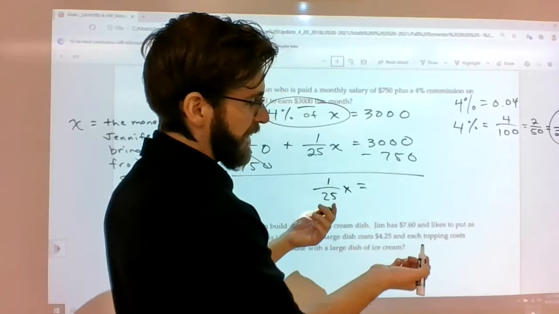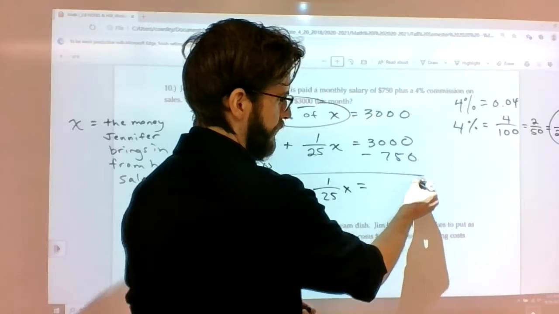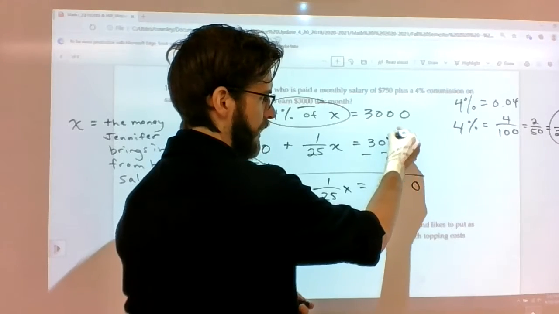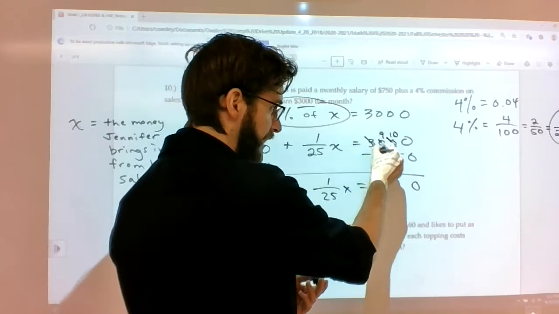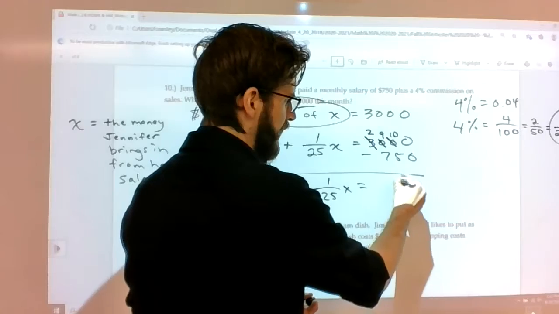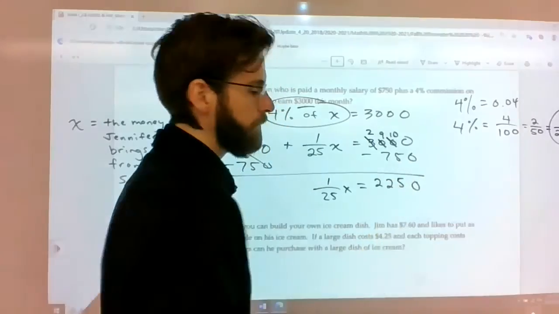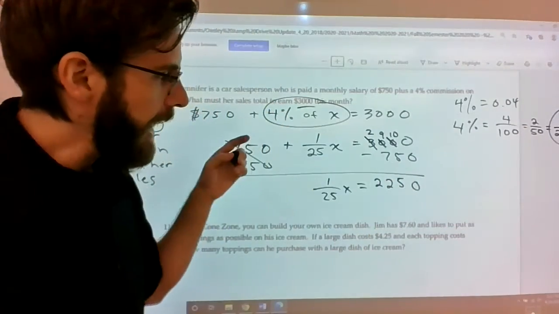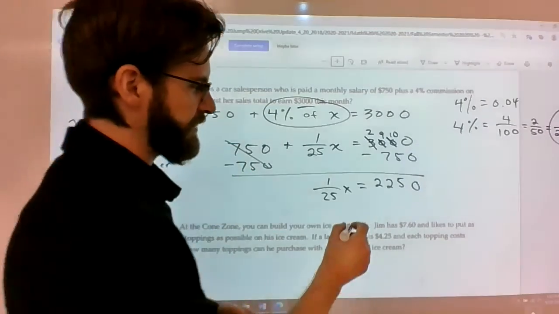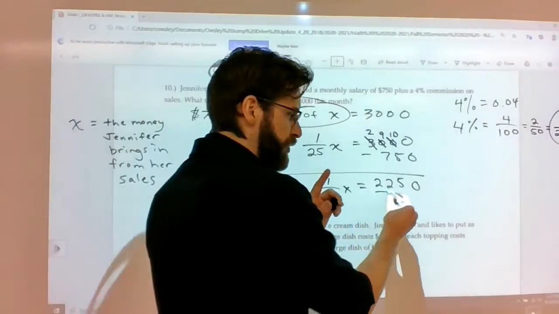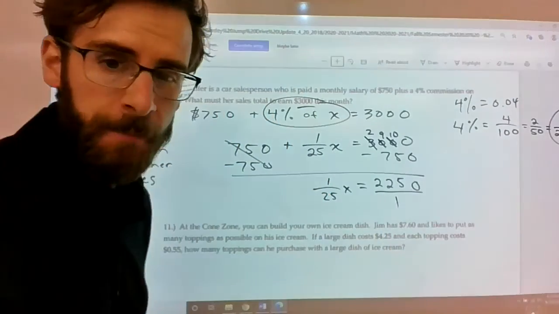Or you could do it the old-fashioned way. 0 minus 0 is 0. This needs to be 10, so I borrowed from here, which required borrowing from there. 5, 2, 2. So 2,250. And then here's an idea. You're trying to figure out what X is. What I can do is put the 2,250 divided by 1.